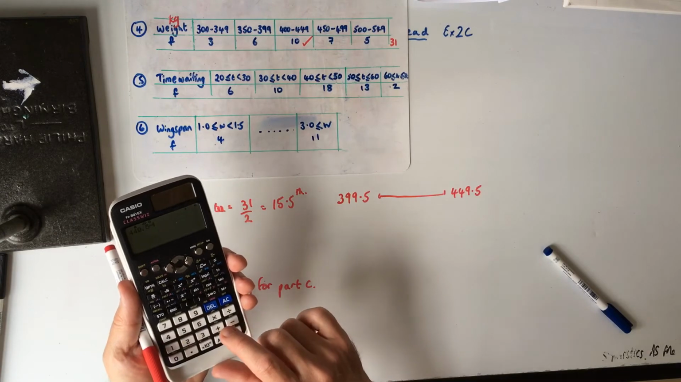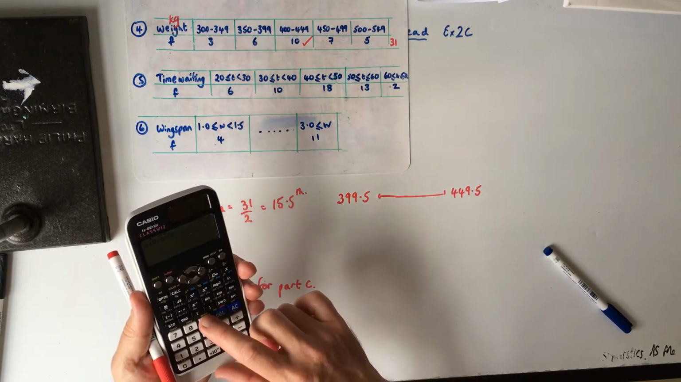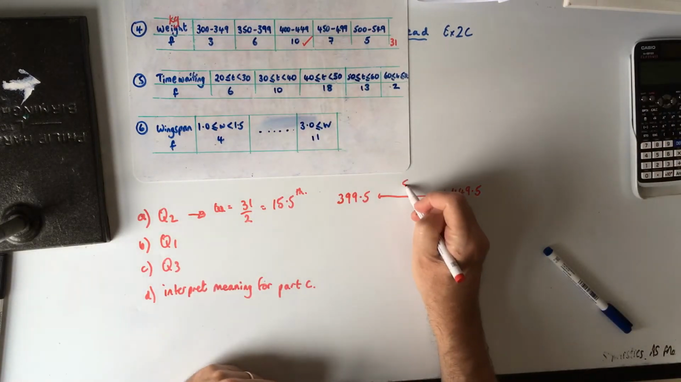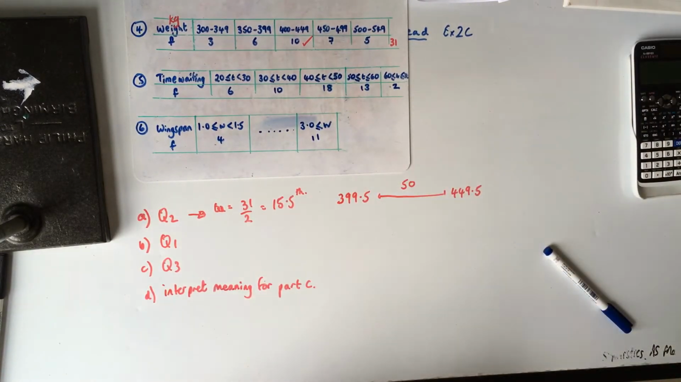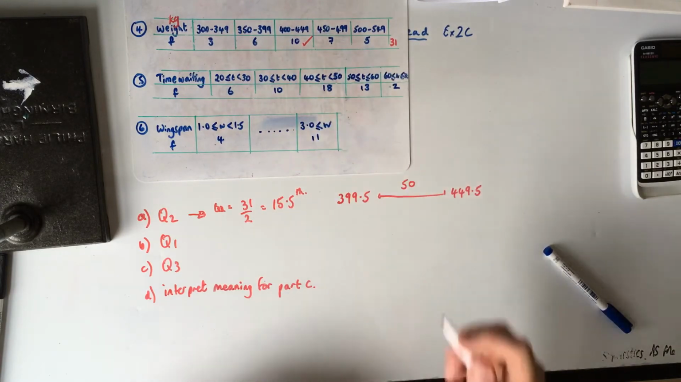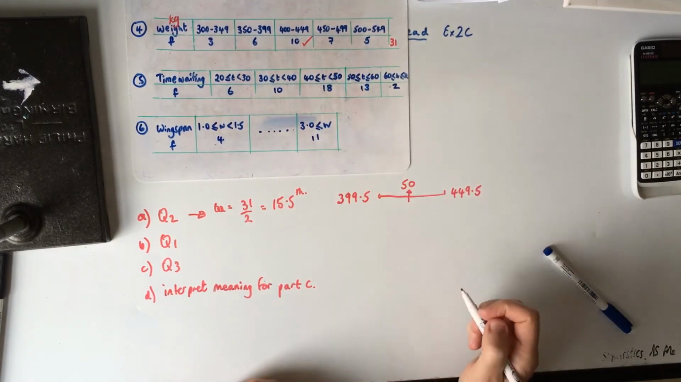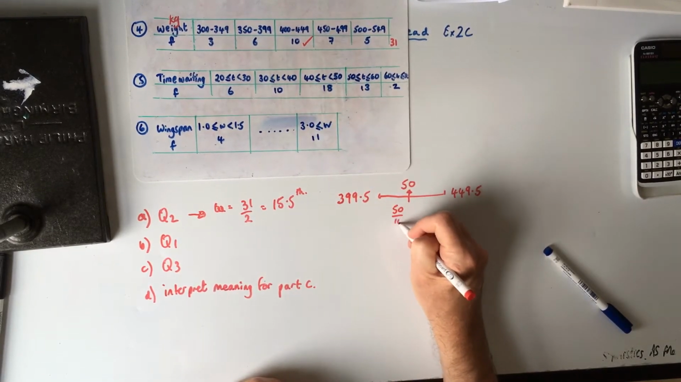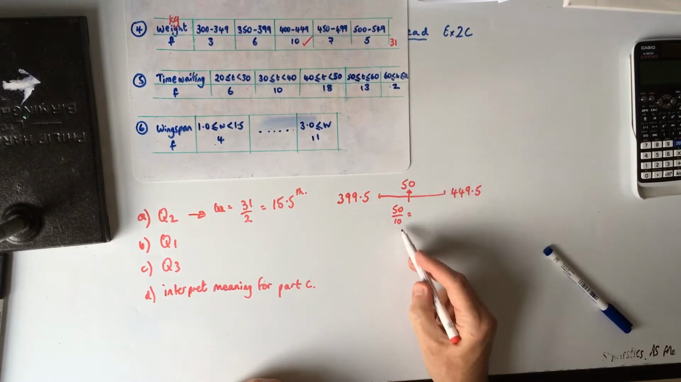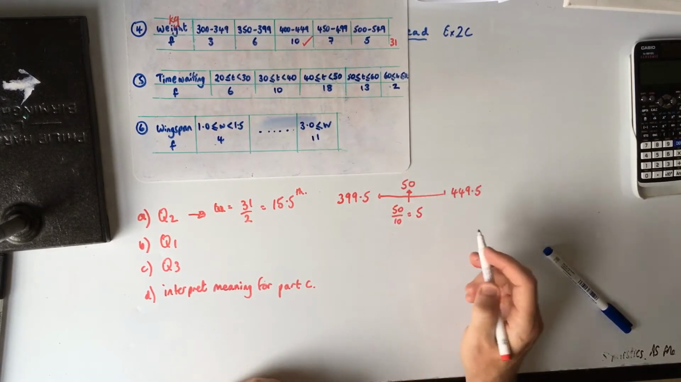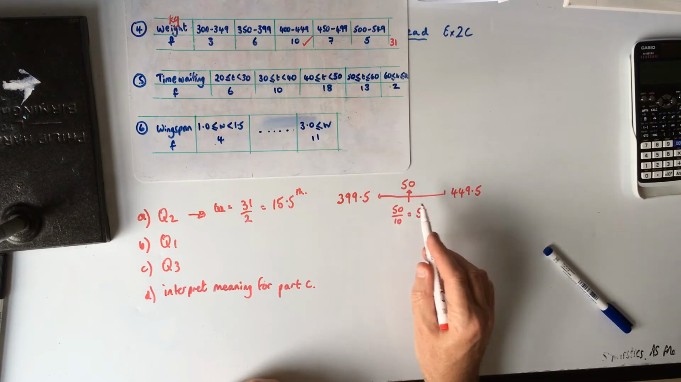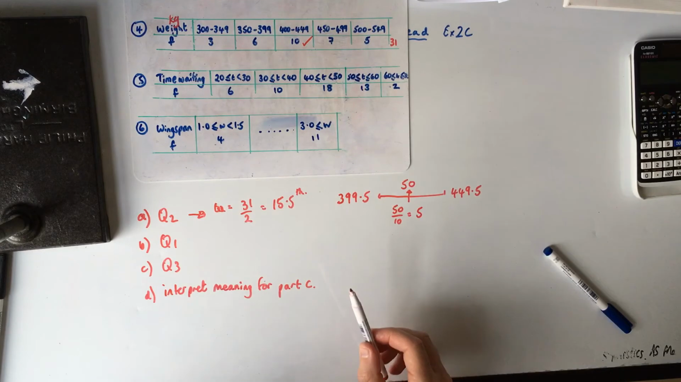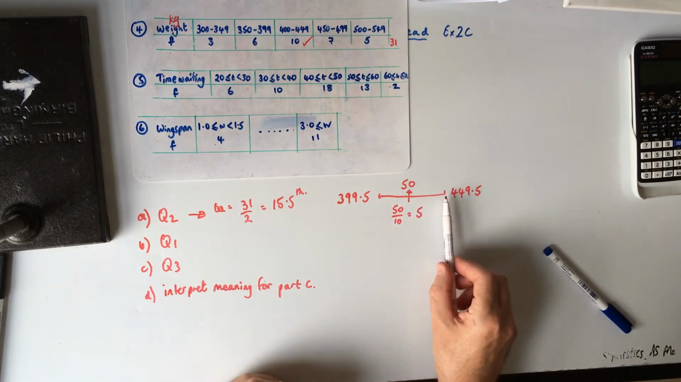449.5 minus 399.5 is equal to, oh, 50, be careful. Okay, so there's a class width of 50. And in that class width of 50, there are 10 cows. Okay, so we do 50 divided by 10, which is 5. So each interval, we're saying that the cows are evenly weighted right the way through that. So every 5 kilograms, you've got a cow.